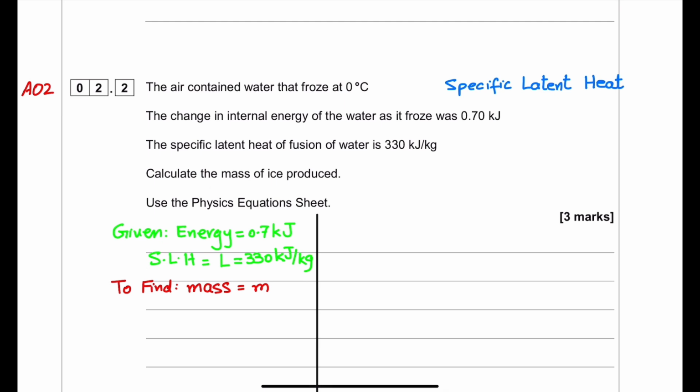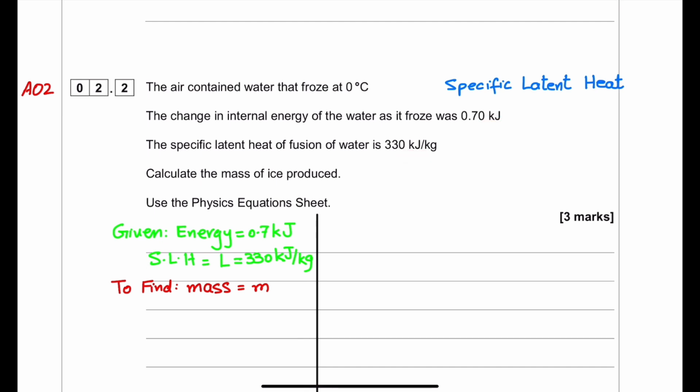Let's see what is given here in the question. We have been given the energy, that is 0.7 kilojoules, and specific latent heat. It is not the specific heat capacity topic. This question is from specific latent heat. We have been given the value of the specific latent heat of fusion of water, that is 330 kilojoules per kilogram. Both the quantities are in kilojoules, so we don't need to convert into joules. If the student wants to convert into joules, they can multiply the values by 1000. Kilo means times by 1000.